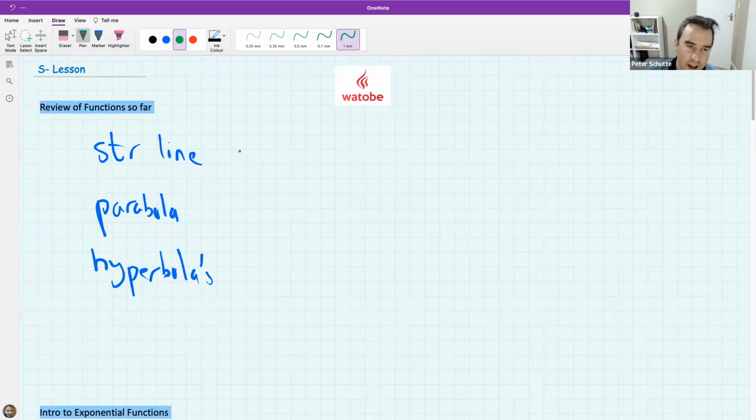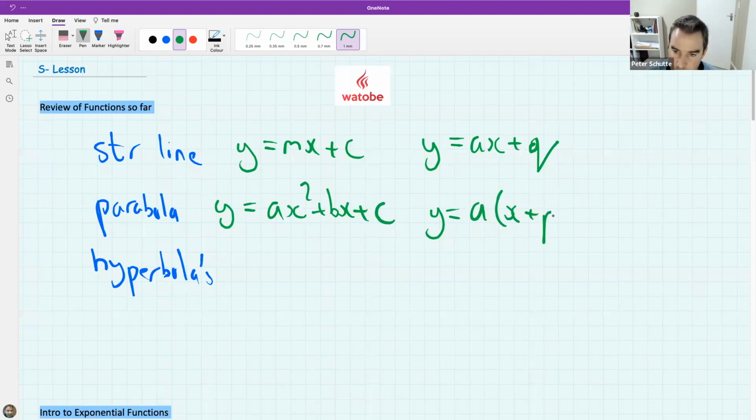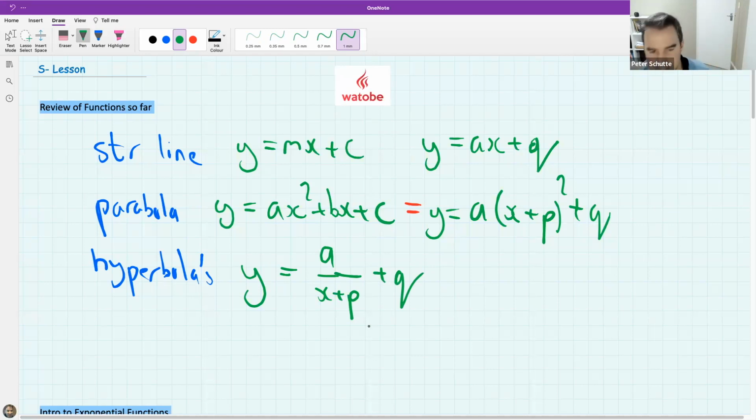And the straight line, we normally think of in that format, though sometimes in textbooks, I have seen it in this format. For parabolas, we spoke about the standard form of a parabola, and we also spoke about the turning point form of a parabola. And these are the same parabolas, right? They're just written in different ways, as long as the values are the same. And then last week, we spoke about hyperbolas, and generally speaking, the hyperbola looked like that.